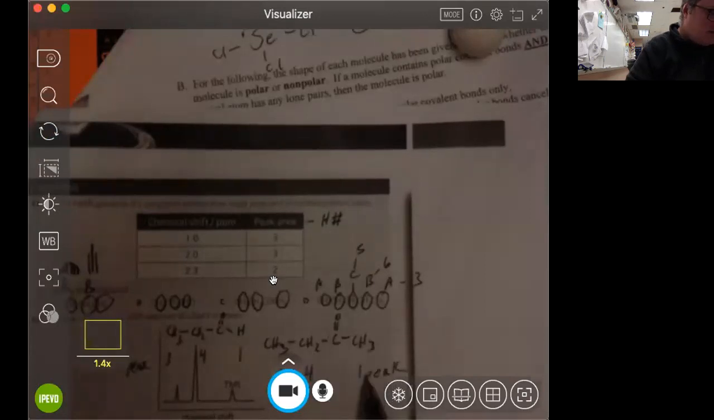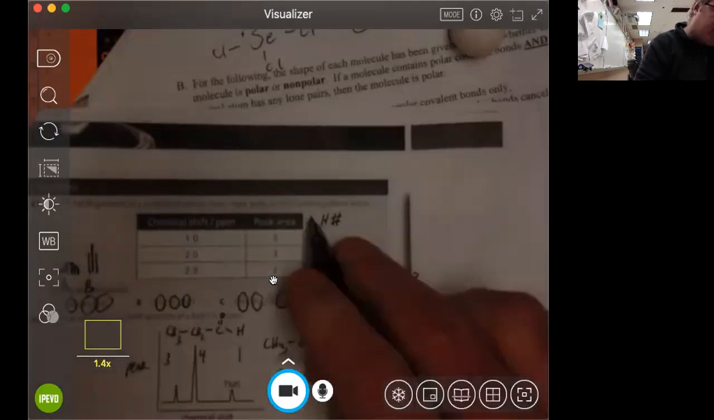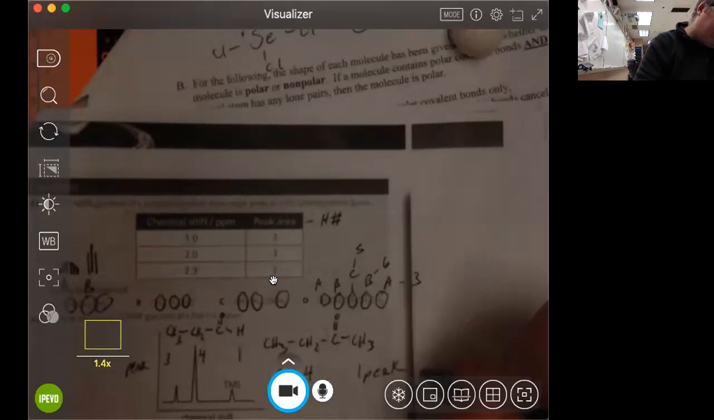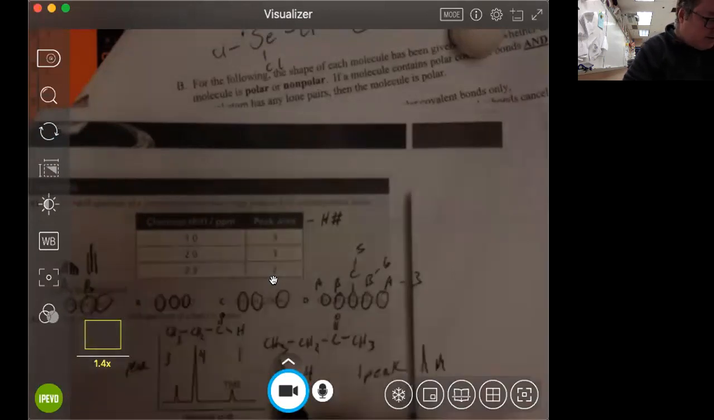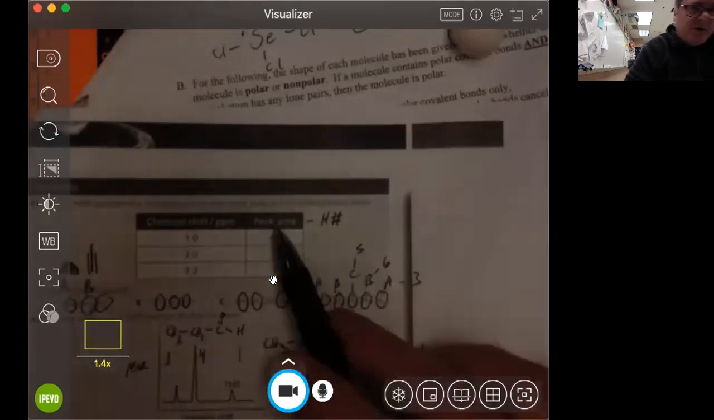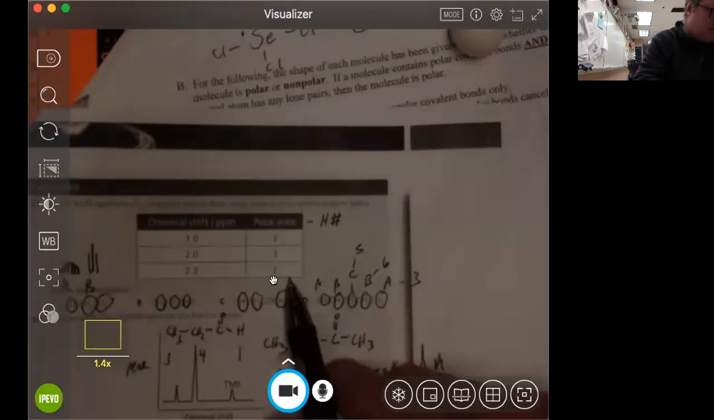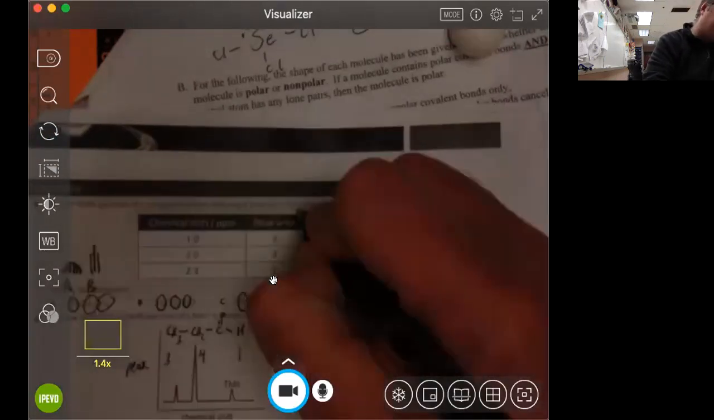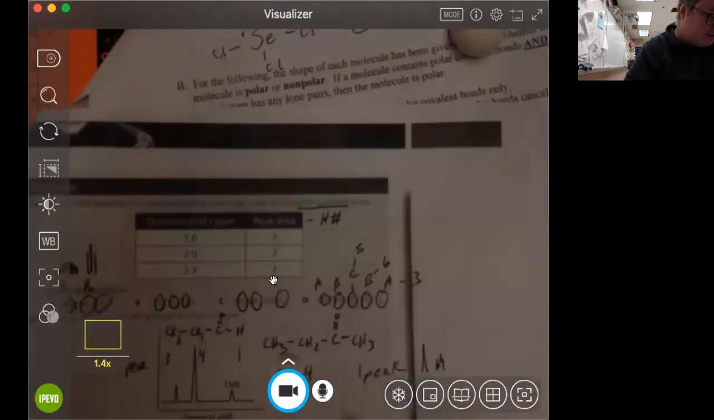Whenever they say splitting patterns, I'm sitting here thinking they mean these. 1, 2, 3. I think what they are doing is the ratio of hydrogens. So they shouldn't have said splitting patterns, because look at the ratio of hydrogens here: 3 to 2 to 3.